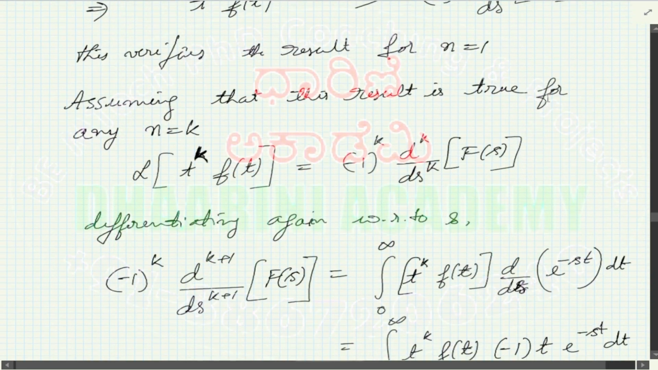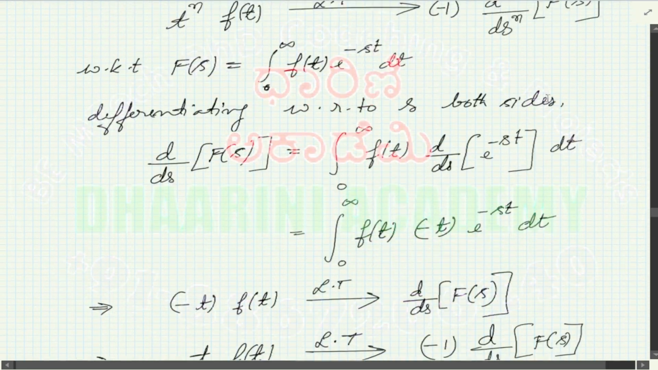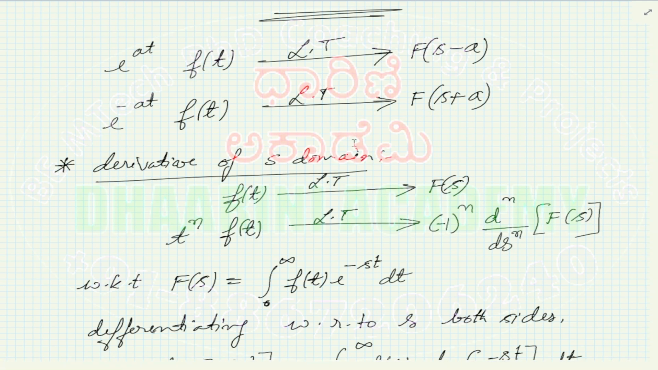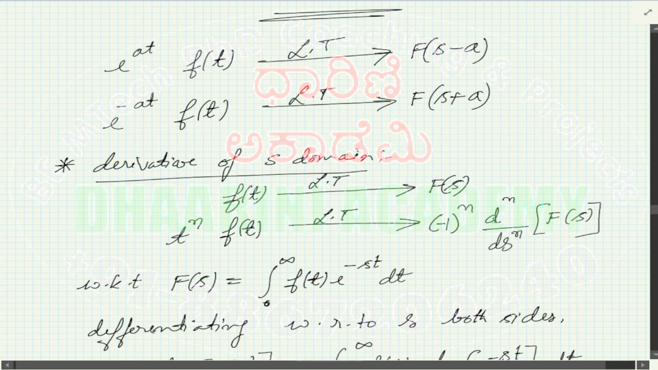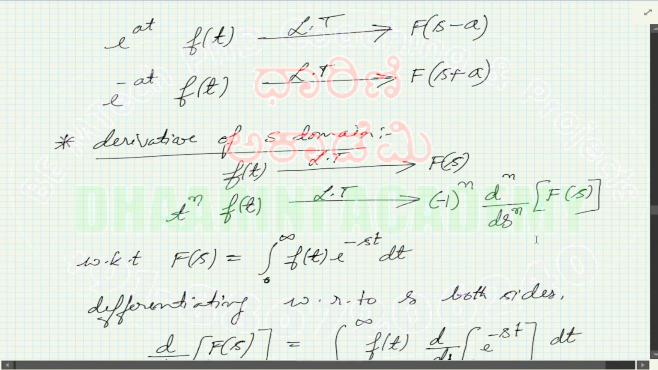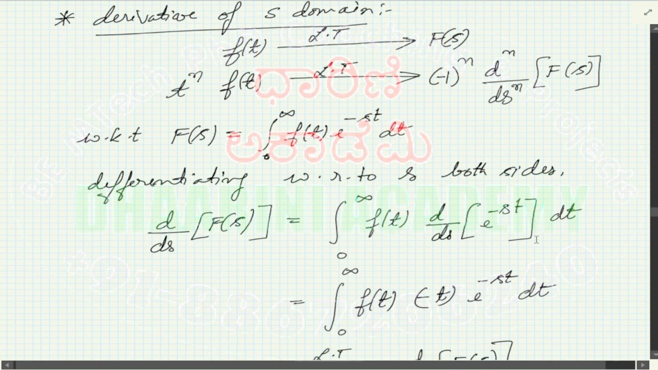Now you come to this one. This is the property, right? If f of t has f of s, then t to the n into f of t gives minus 1 to the n, d to the n by ds to the n of f of s. Whatever f of s you have, it should be multiplied by minus 1 to the power n and differentiated n times. This property is called derivative of s domain.